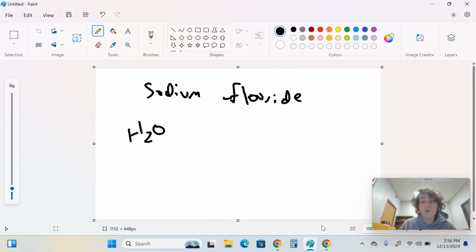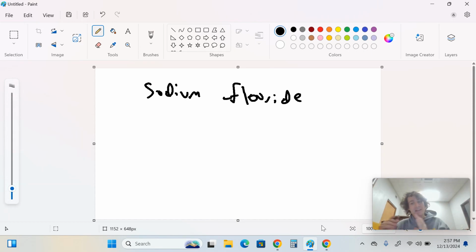It has two hydrogens and one oxygen. Sorry, I'm trying to get this little drawing tablet figured out. So in any case, for sodium fluoride, how do we figure out what that is? The name water tells you nothing about it. You have no idea what's in it.